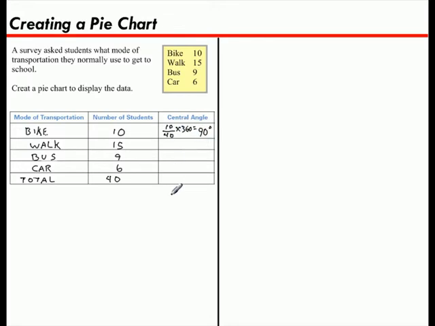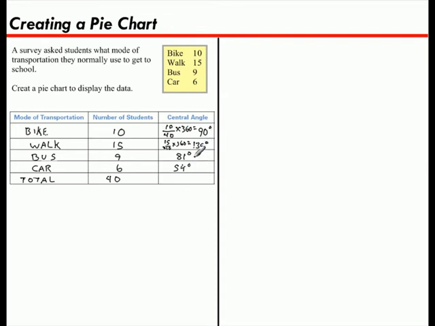And then I'm going to repeat the same calculations all the way down. So for example, for walking, we'll have 15 divided by 40 times 360, and it will give us an answer, 135 degrees. And we'll just continue that step for the remaining two. I found that the bus piece of the pie will be 81 degrees, and the car piece, well, that's 6, so it should be the smallest pie piece, and it is. It'll be 54 degrees.